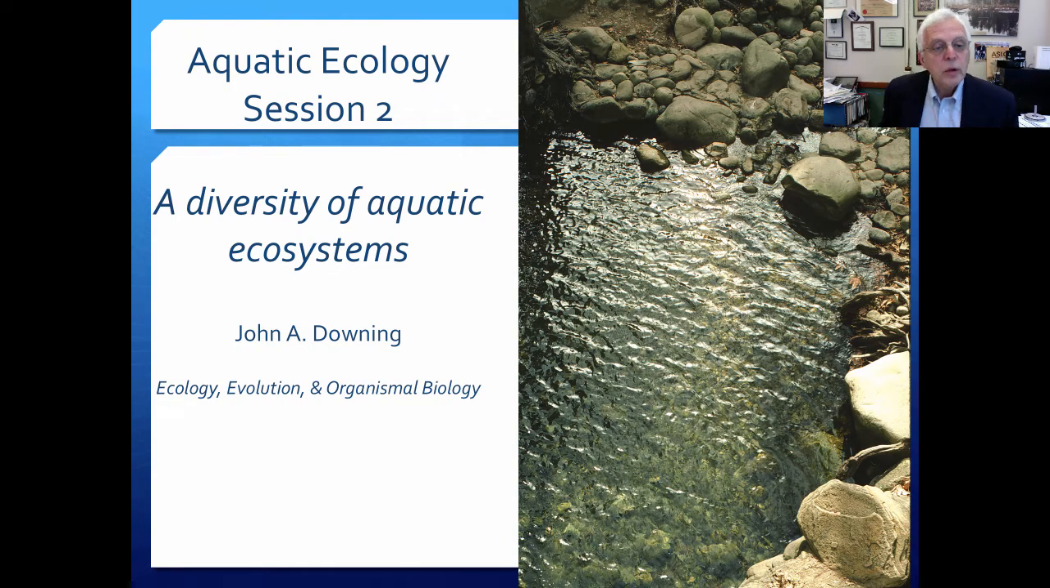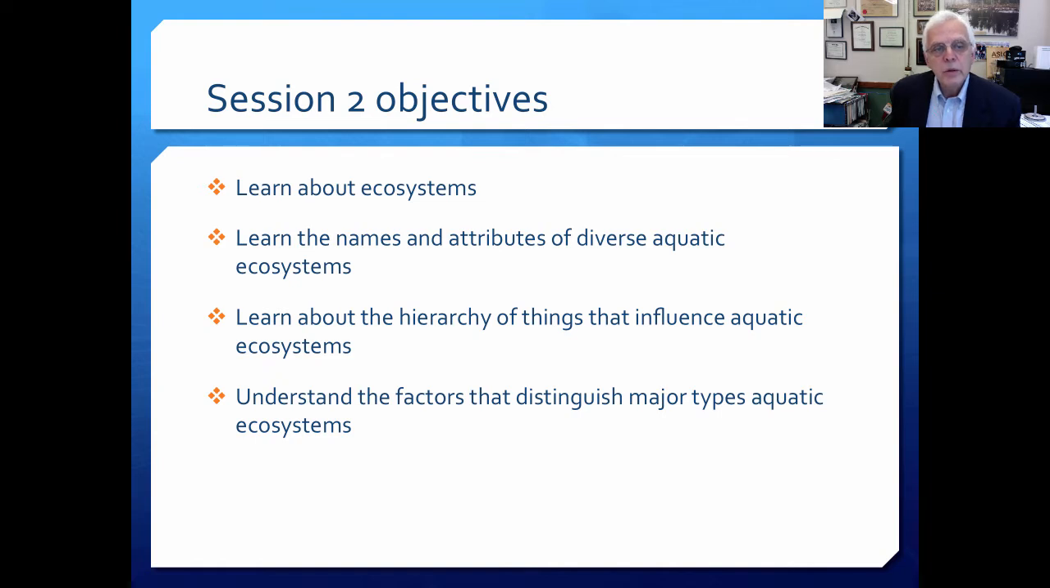In this session, we're going to talk about the diversity of aquatic ecosystems that exist on the planet, and so we'll walk through some definitions and we'll have a look at a variety of different kinds of systems that are important as aquatic ecosystems on Earth. My objectives for session 2 are for us to learn what ecosystems are, to learn the names and attributes of diverse aquatic ecosystems, and then learn about the hierarchy of things that influence aquatic systems, and finally understand the factors that distinguish major types of aquatic ecosystems from one another.